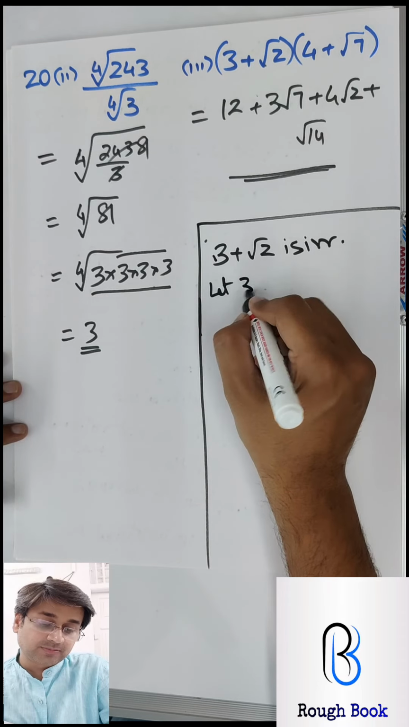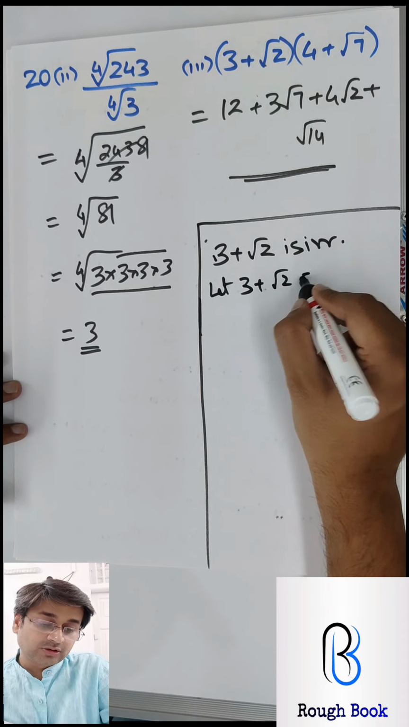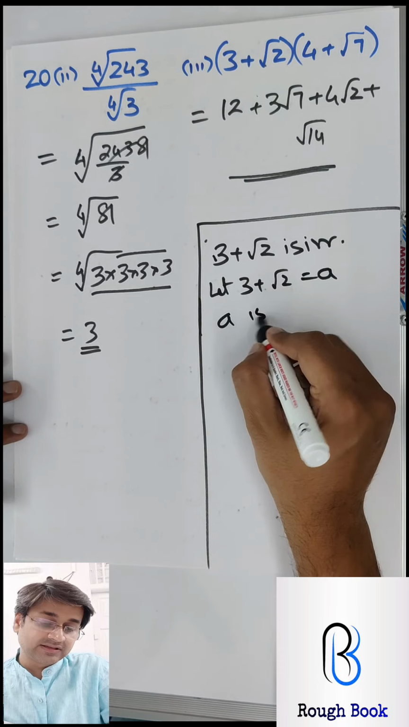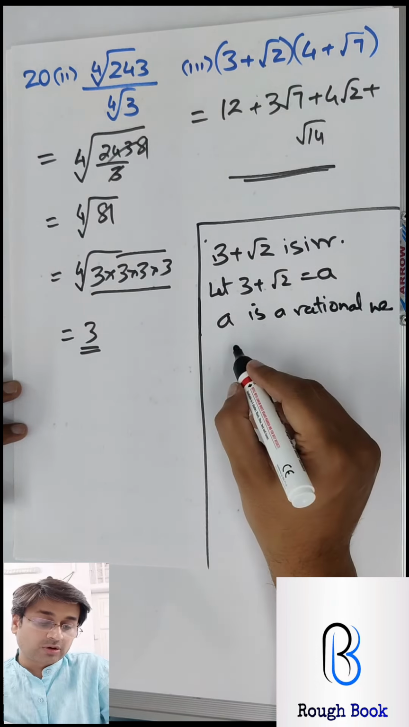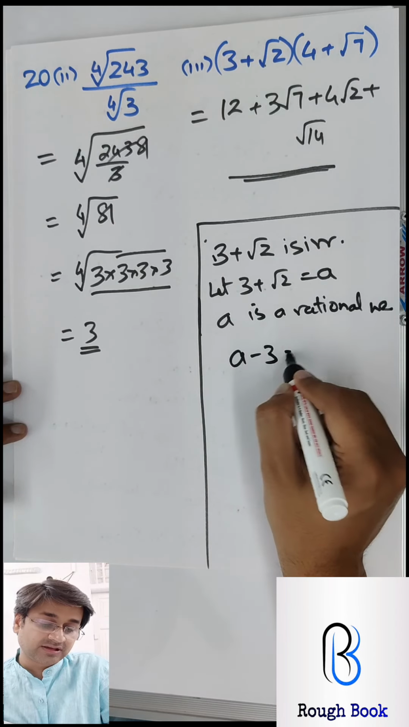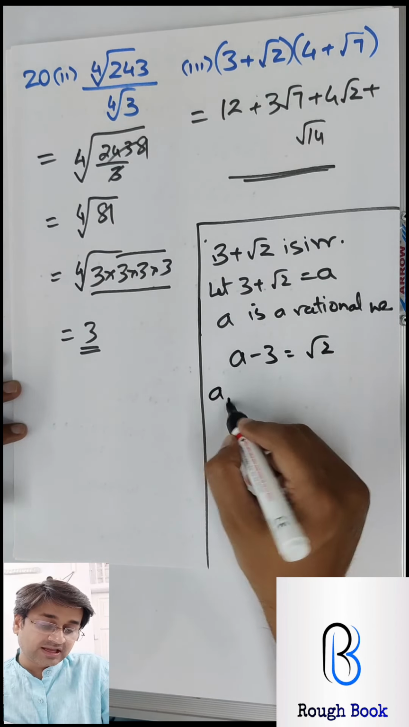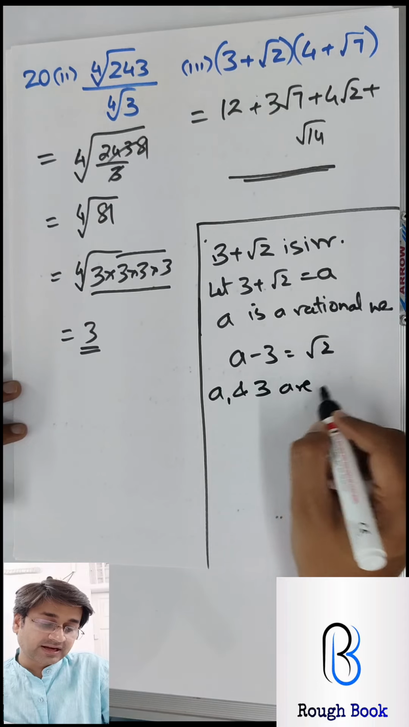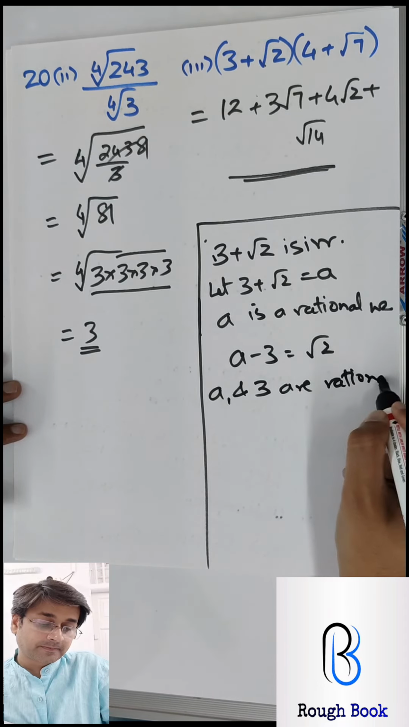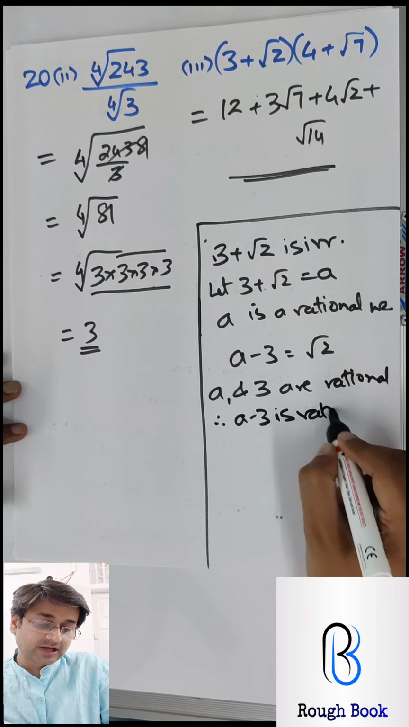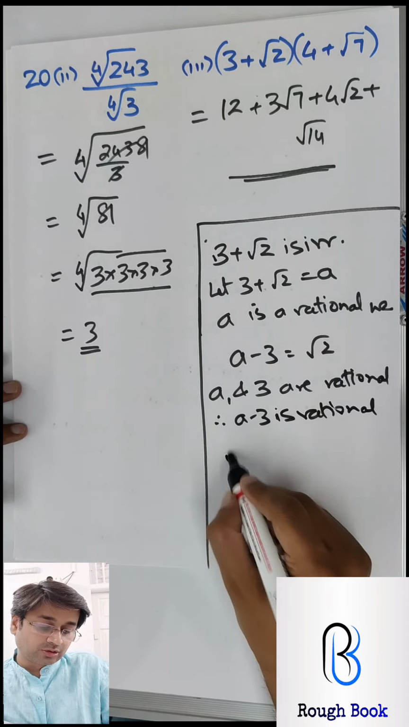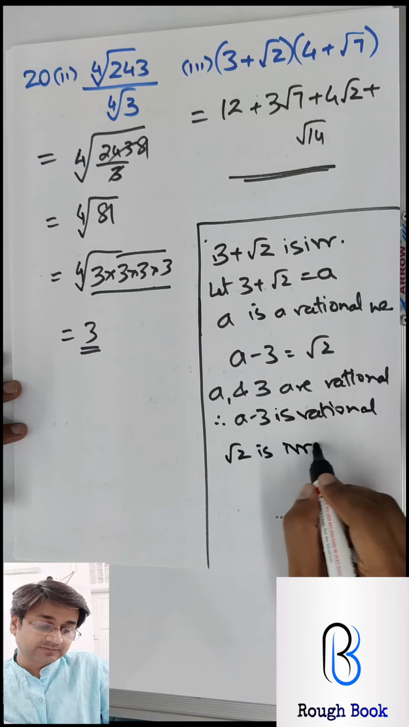So we'll say let 3 plus root 2 be equal to a, where a is a rational number. Same method we are using. So now what will happen in the next step? a minus 3 is root 2. So you say a and 3 are rational, correct? Therefore a minus 3 is rational. That is LHS.